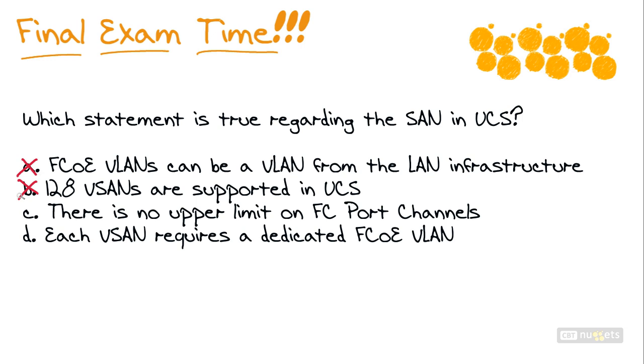There's no upper limit on fiber channel port channels. No, there is an upper limit. We said there were 4 port channels supported. The port channels could consist of 16 ports. And finally, each vSAN requires a dedicated fiber channel over Ethernet VLAN. That is absolutely true. We set that up when we are creating the vSAN, and that is indeed our correct answer. And you have done a superb job in another nugget providing you configuration expertise in your UCS system.